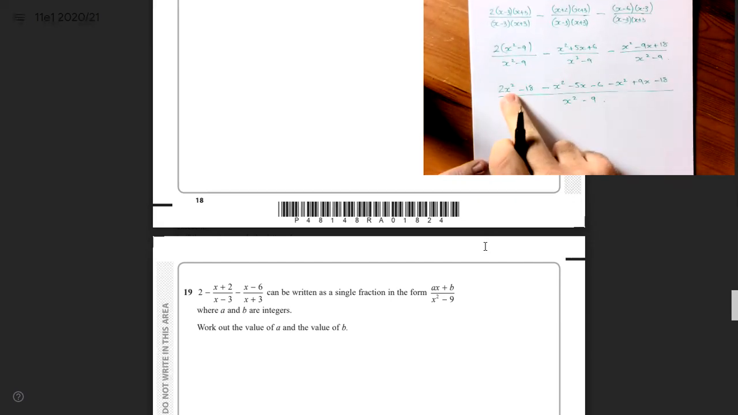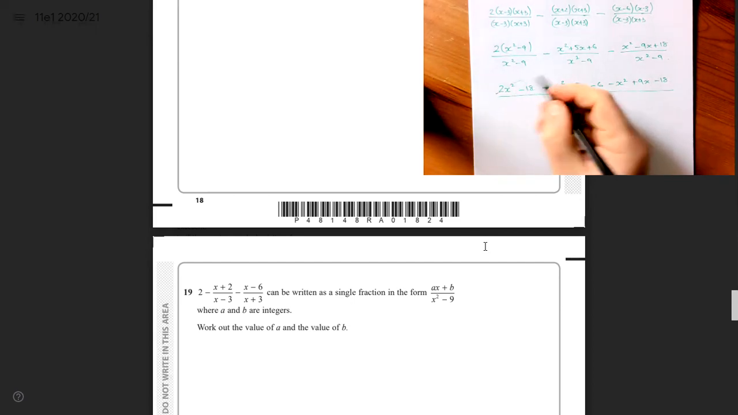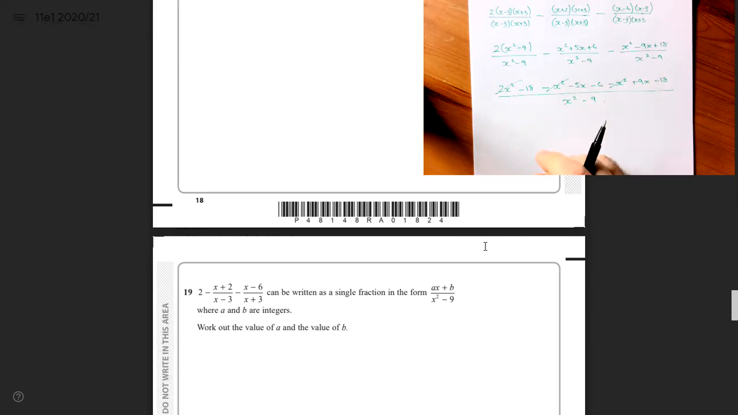So now I've just got to simplify the numerator. So 2x squared minus x squared, they disappear. Okay, now let's do the x's first. Minus 5x plus 9x is 4x. Minus 18 minus another 18 is minus 36. Minus another 6 is minus 42 over x squared minus 9. So a equals 4 and b equals minus 42.